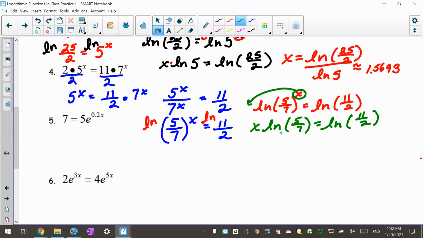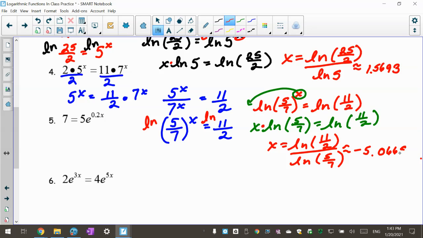And then these are hooked by multiplication, so I can kind of divide by that whole glop, and you'll hear me say that a lot. I can divide all by the natural log of 5 over 7. So I have x equals the natural log of 11 over 2 divided by the natural log of 5 over 7. And when I put that in my calculator, this is what I tried to give you for an answer before. It's negative 5.0665. Now, I have a lot of people ask me, well, what if I divided by 11? You could. If you went the other way, just everything would be flipped, but you'd still end up with the same answer.